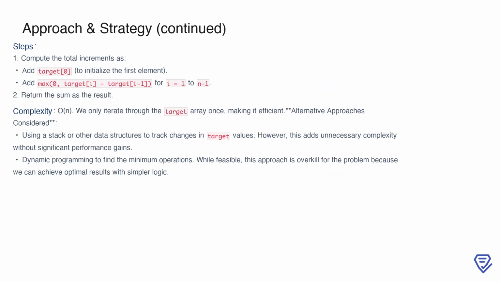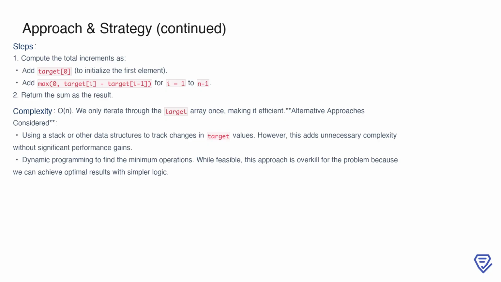Next, let's break down the optimized approach into clear, actionable steps. First, we compute the total increments required. To do this, we start by adding the first element of the target array, as it determines the number of operations needed to initialize the first value.